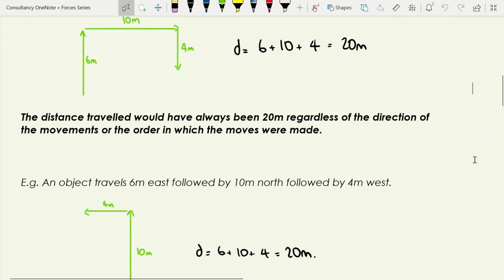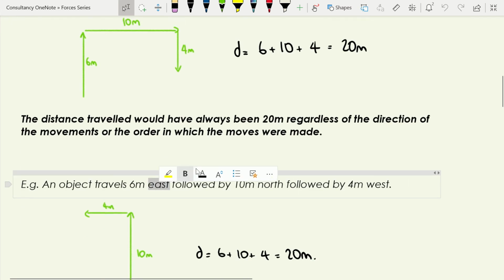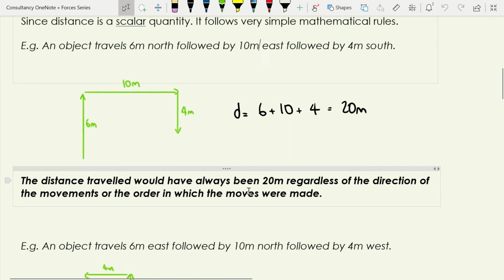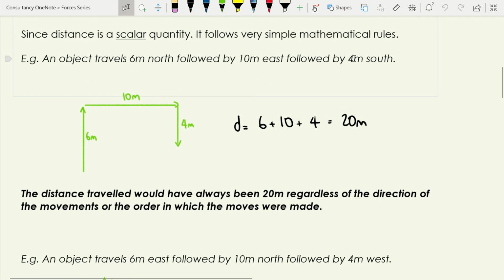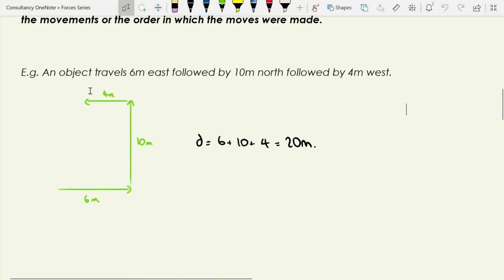So let's say, for an example, instead of going 6 meters north, we went 6 meters east. And instead of going 10 meters east, we go 10 meters north. And instead of doing 4 meters south, we do 4 meters west. So this is what our diagram now looks like. But if we add together our distances, we still get 20 meters.